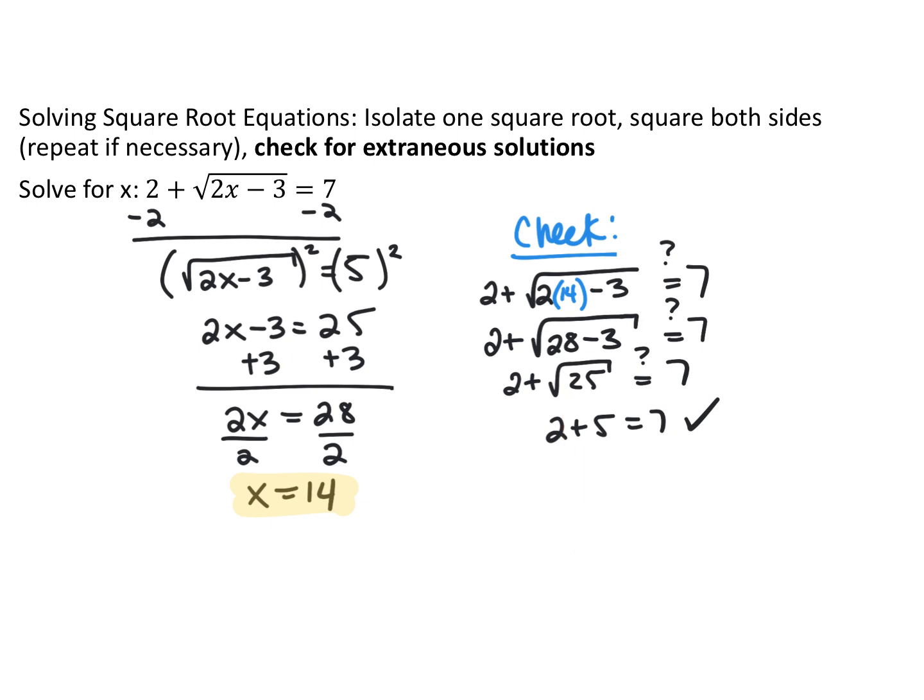The reason we have to check for extraneous solutions with square root equations is this step right here. When we square this equation, we go from a square root equation to a linear equation. And in a little bit, when we start talking about functions, we're going to talk about the domains of these functions. And square root functions have a very different domain than linear functions. So that changing of the equation can cause extraneous solutions. So make sure you always check your solutions when you do square root equations.